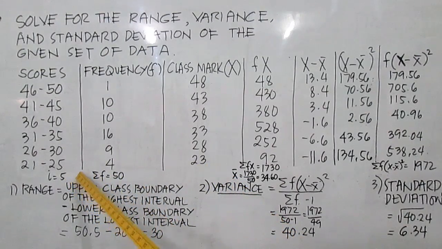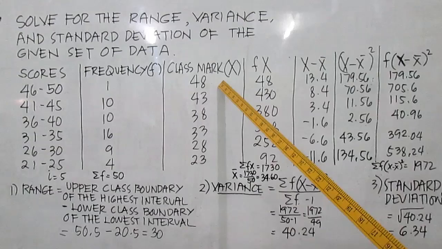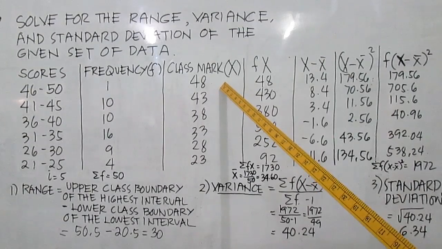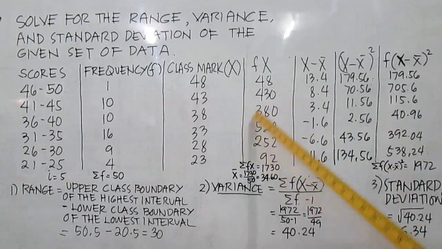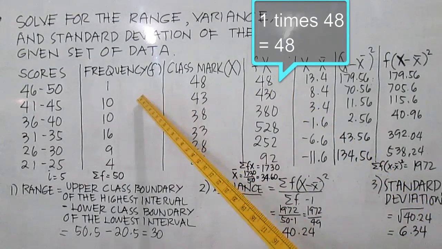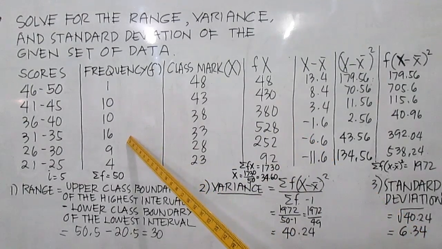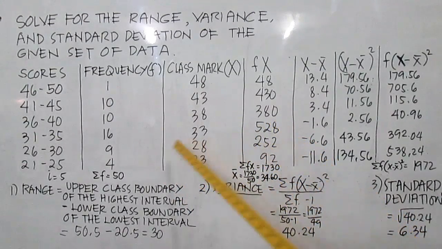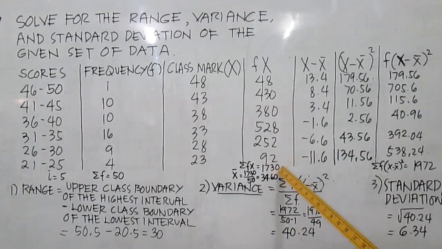Then we're going to multiply the frequency and the class mark. We're going to write another column. So 1 times 48 is 48. 10 times 43 is 430. 10 times 38 is 380. 16 times 33 is 528. 9 times 28 is 252. 4 times 23 is 92. Then find the sum. The sum is 1,730.